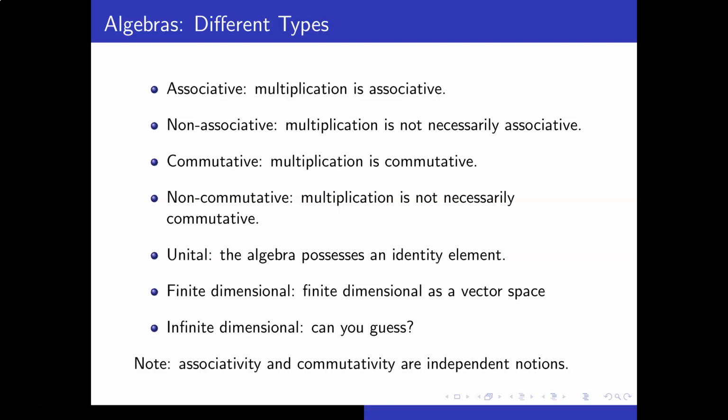Now, one of the things I just want to mention in passing, associativity and commutativity are independent. You can have non-associative, non-commutative algebras. You can have a commutative algebra that is non-associative. You can have an associative algebra that is non-commutative, and you can have something that is simultaneously associative and commutative. All of those things just work independently of each other. One doesn't force the other in any way, shape, or form. We will see that in the coming lectures.